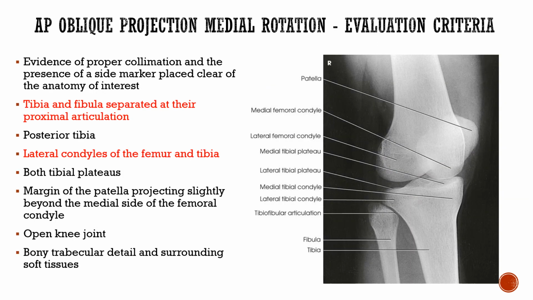So our important thing is we want to see the tibia and fibula separated at their proximal articulation. So we should see an open tibiofibular articulation. We should see the posterior tibia, and we should also definitely see the lateral condyles, both the femoral and the tibial condyles, because we've moved the patella medially.